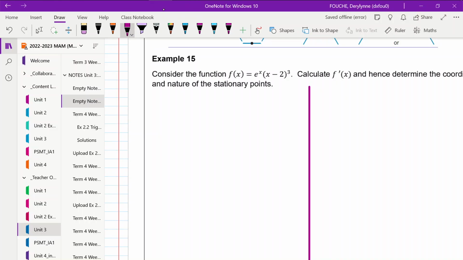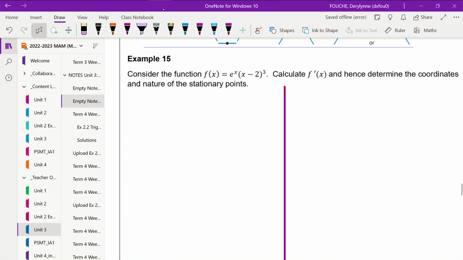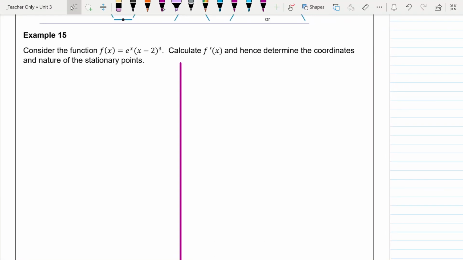Alright, we're now going to move on to applications of differentiation, and our first one is going to be about the nature of our stationary points. It's going to be looking at what our gradient, or the slope of our tangent, is doing at all points along the curve. You will notice in the scanned copy of my notes that I've sketched this function as well.